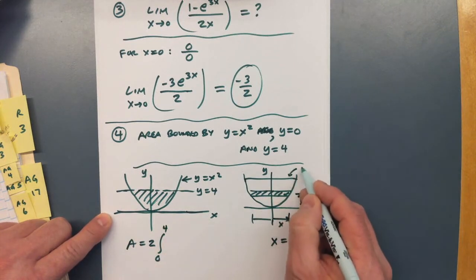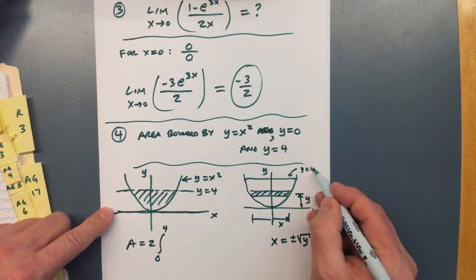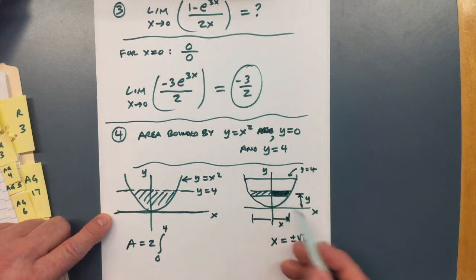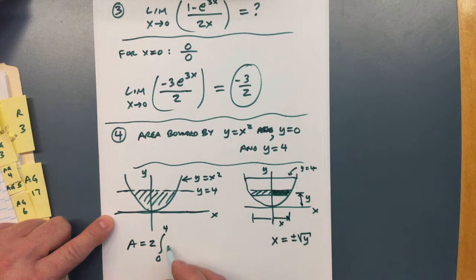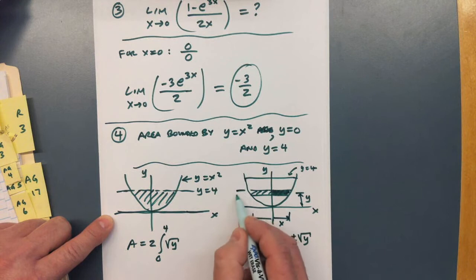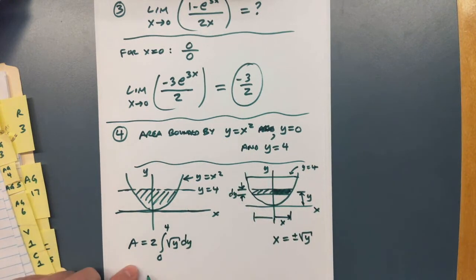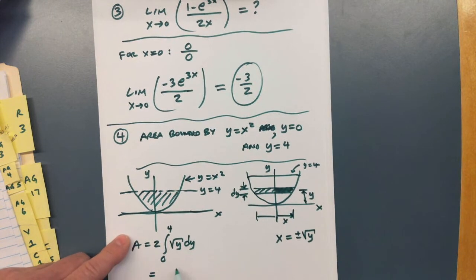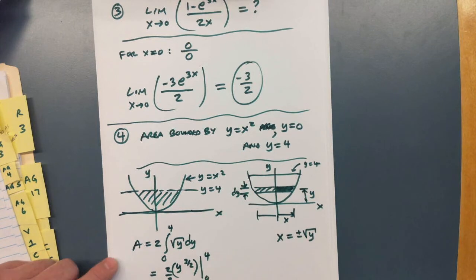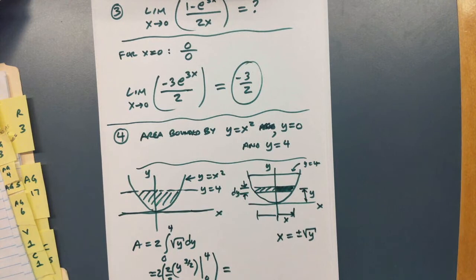Right? This was y equals 4. And the area of our strip is this half, which is plus the square root of y, and the width of it here is dy. So that's that integral, which is y to the 1/2. So we add 1, that's y to the 3/2, divided by 3/2, so we'll multiply by 2/3, and put the limits from 4 to 0, and the whole thing is multiplied by 2.